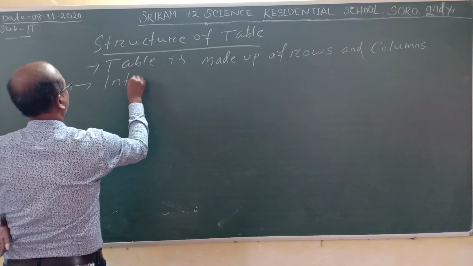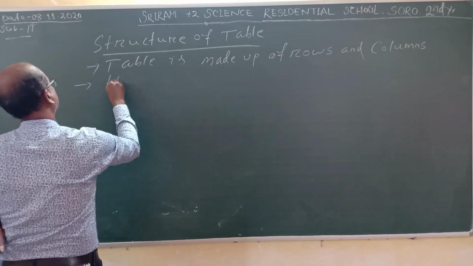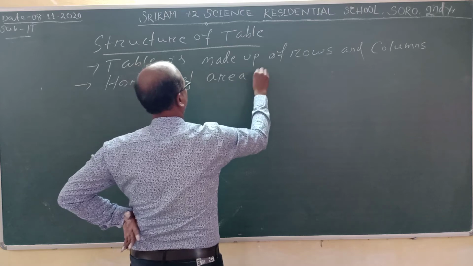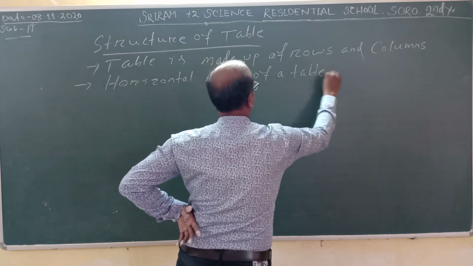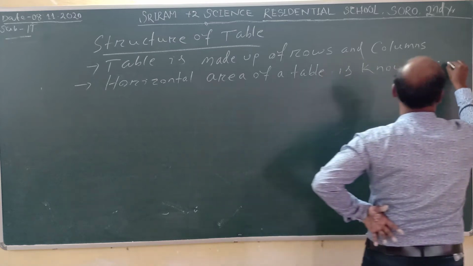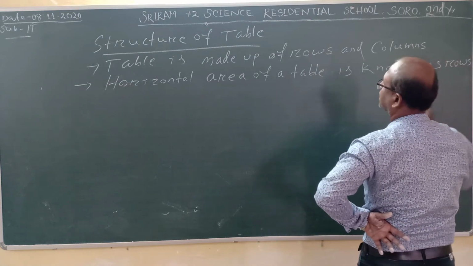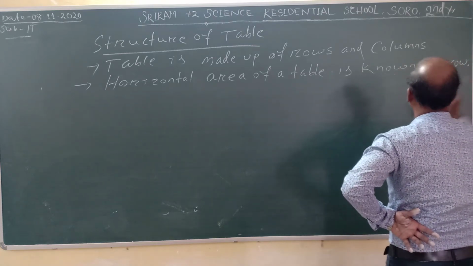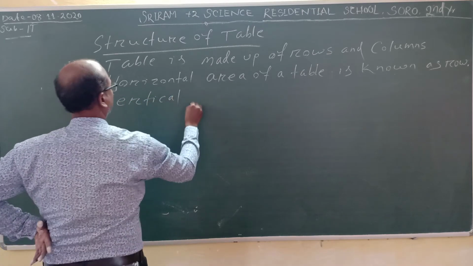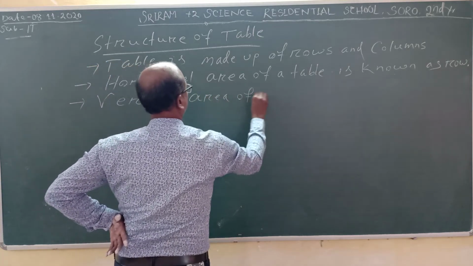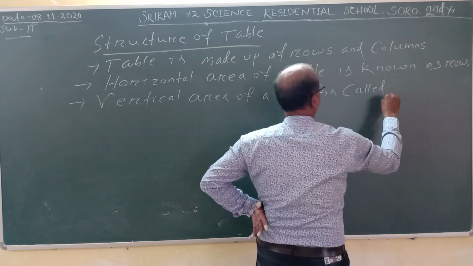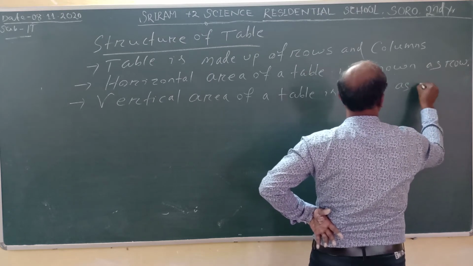The horizontal area of a table is known as a row. The vertical area of a table is called a column.